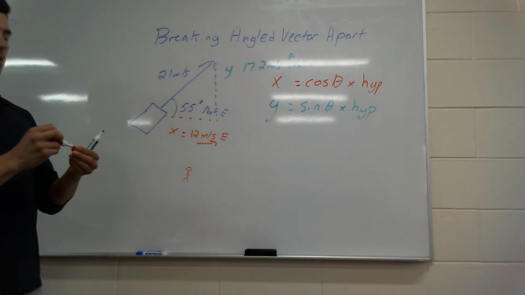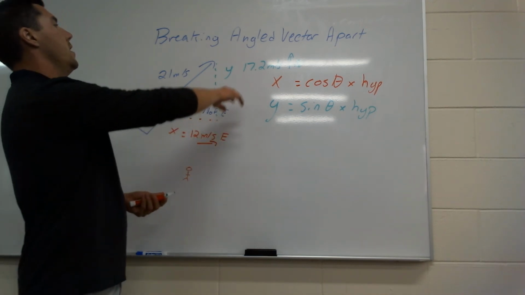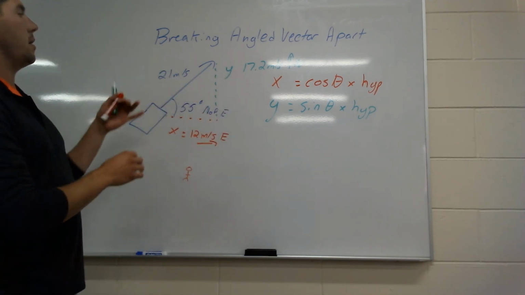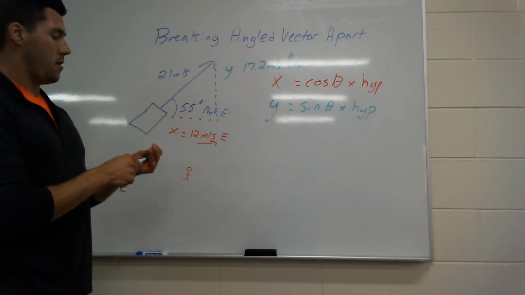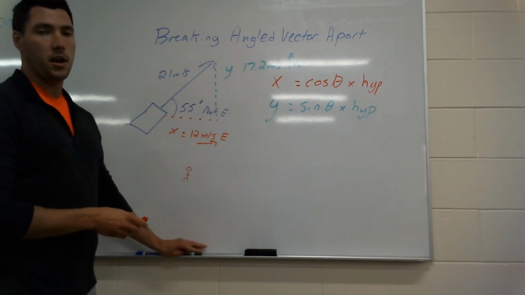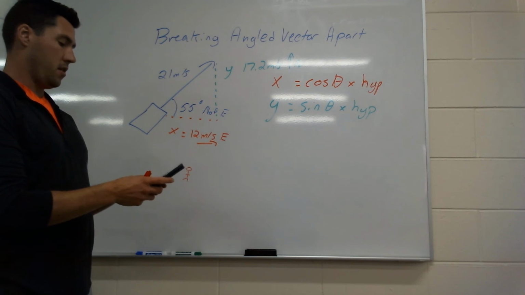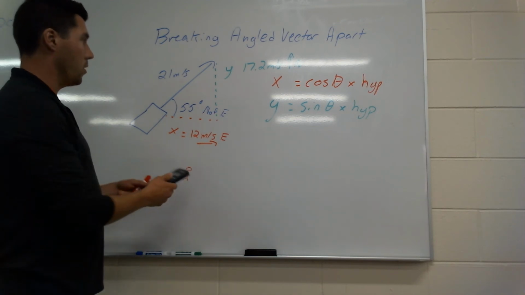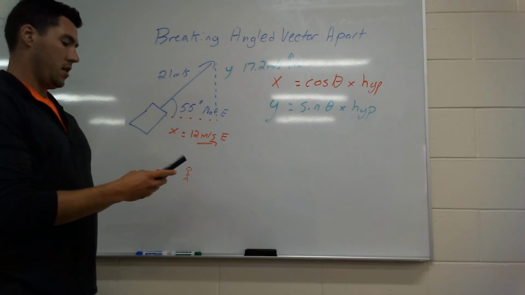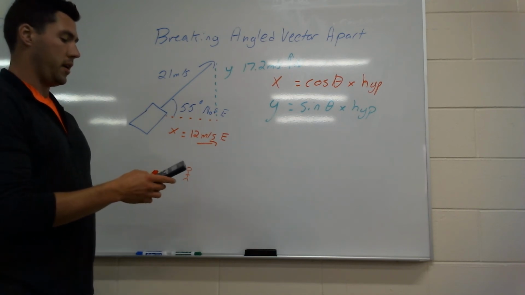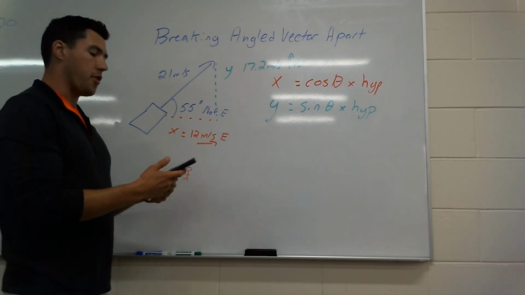I get this all the time from other physics students. It looks so crazy. If I go 12 and 17.2, it doesn't look like it comes close to 21. Well, it's not exactly adding up. But if you actually check your work and do your a squared plus b squared, it's going to work out. I'll do it here right now. 12 squared gives us like 144. 17.2 times 17.2 gives us 295.84. If I add 144 to that, I get something like 439.